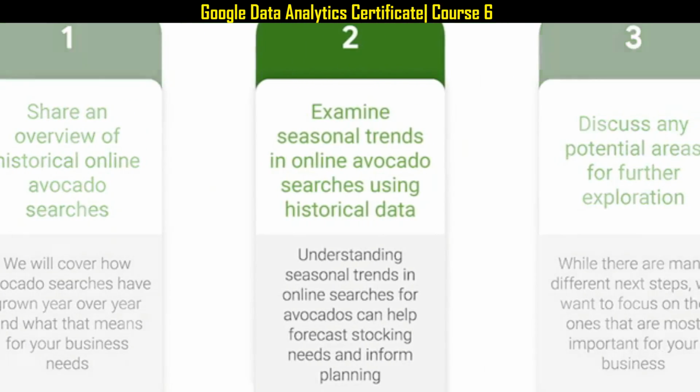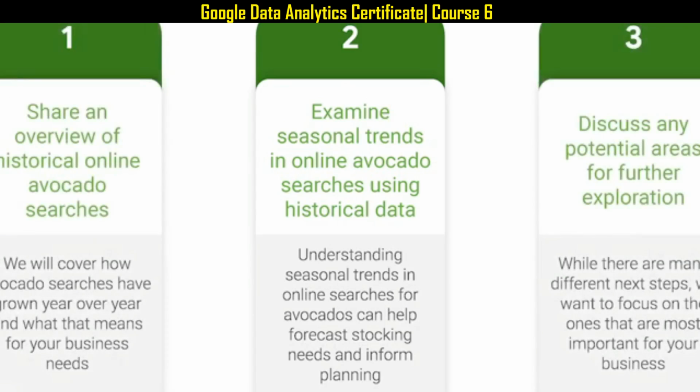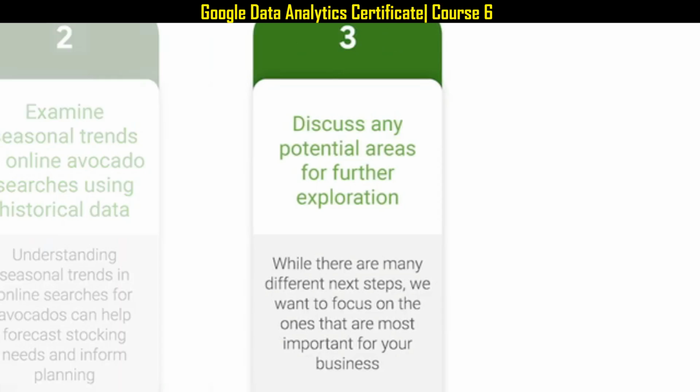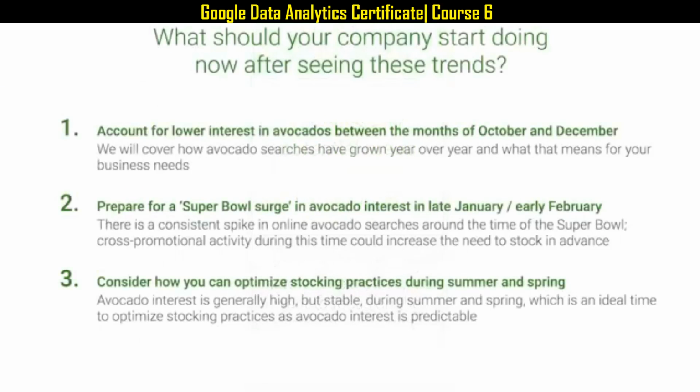Then, we'll examine seasonal trends in online avocado searches using historical data. This is important because understanding seasonal trends can help forecast stocking needs and inform planning. And finally, discuss any potential areas for further exploration. This is where we'll address next steps in the presentation. This clearly outlines the presentation so our audience knows what to expect. It also lets them know how the information we share is going to be connected to the business task.